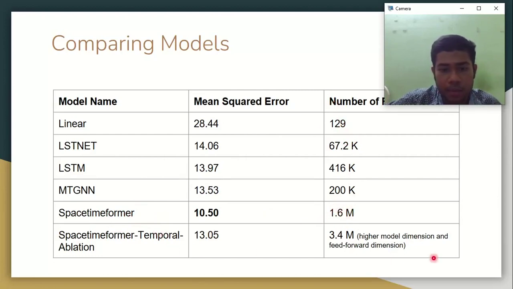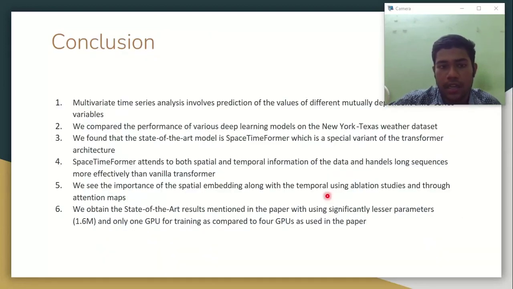The spatio-temporal ablation model has 3.4 million parameters, because I'm using a higher model size and embedding size over here, whereas I'm using a lesser size for the actual proposed model because we are only running it on one GPU.